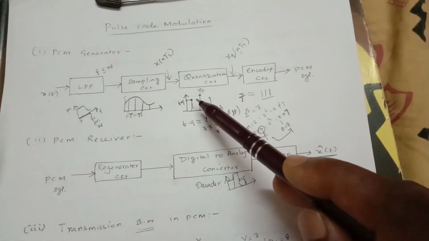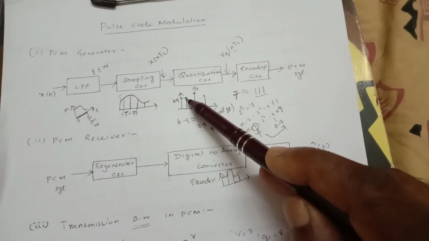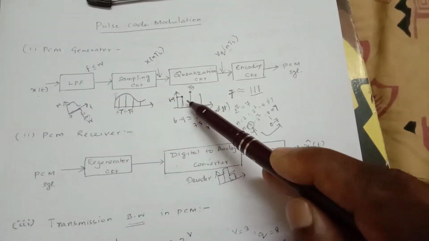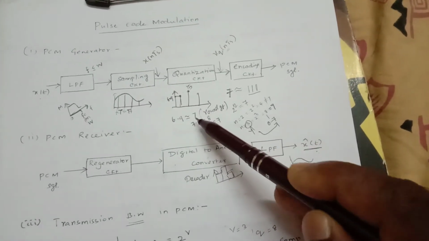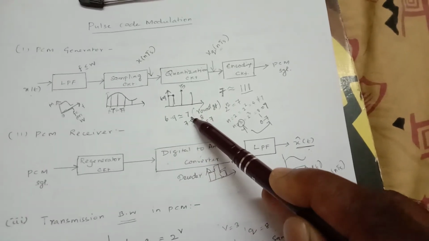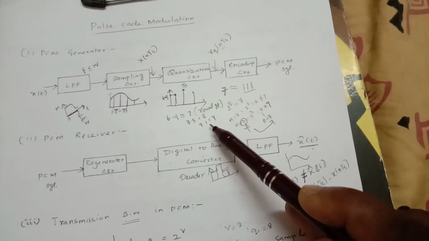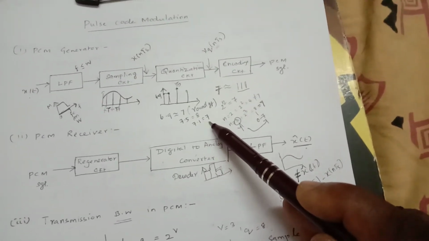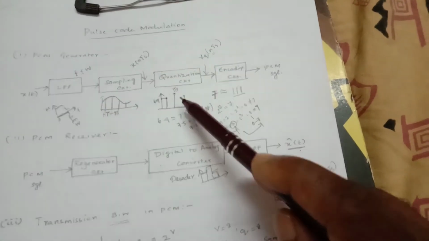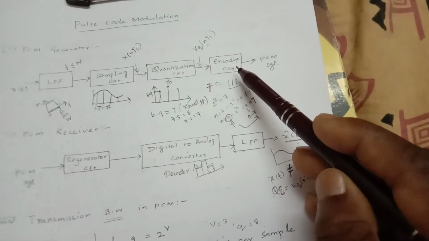The quantization circuit performs the round off operation. Suppose we have 6.9 as the amplitude of the discretized signal at a particular instant. The 6.9 is approximated as 7. Similarly, 7.5 is equal to 8, and 7.1 is approximated as 7. So the purpose of the quantization circuit is to round off the value. It will be the input to the encoding circuit.